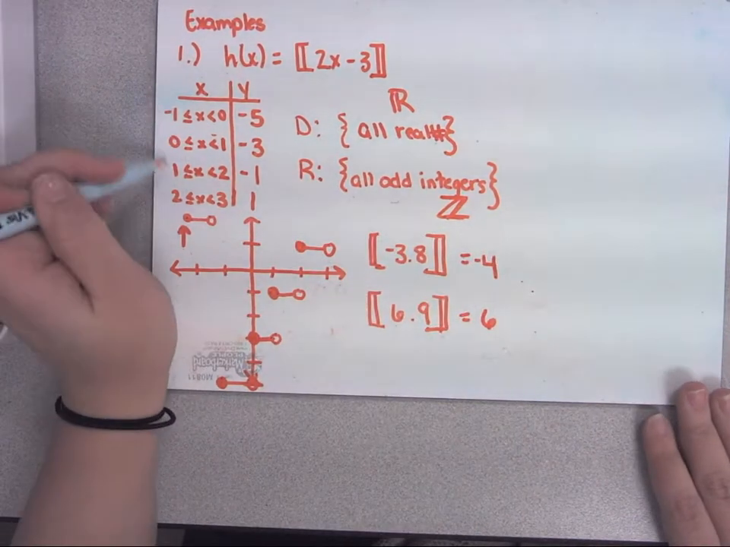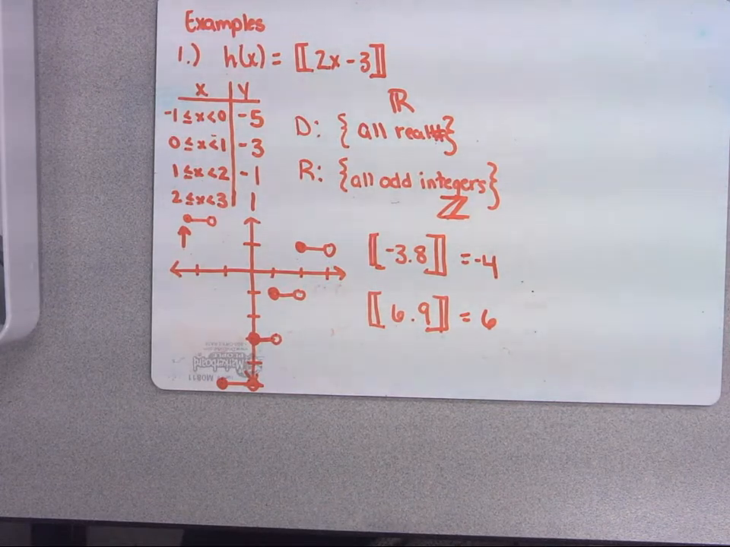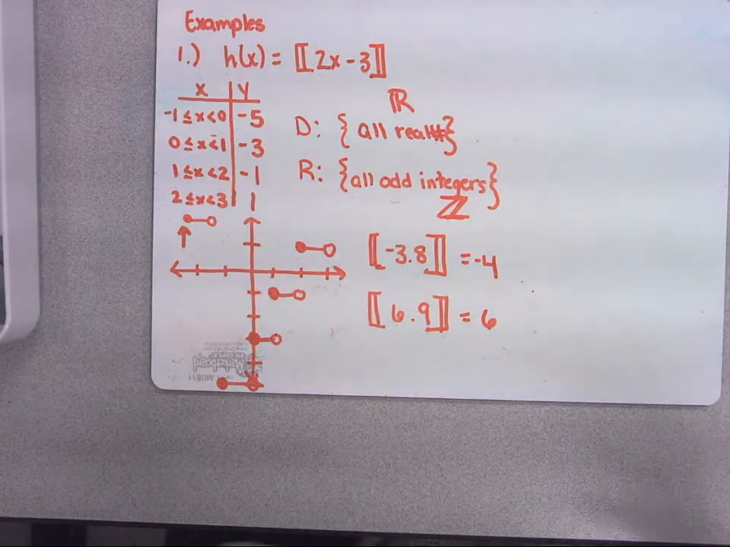That's why this is set up the way it is, because everything between those numbers all gets the same answer. That's why it looks the way it does. Does that make more sense?